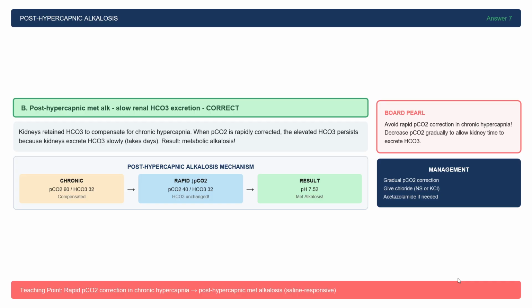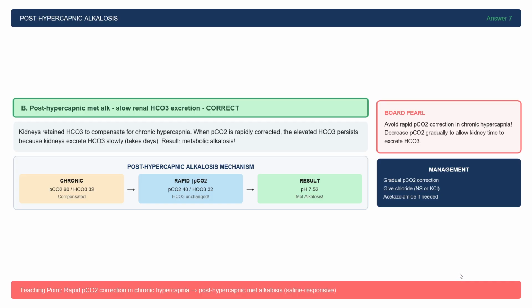Management usually focuses on three things. First, gradual adjustment of ventilator settings. Second, replacing chloride, often with normal saline or potassium chloride, because this type of alkalosis is typically chloride responsive. And third, in selected cases, medications like acetazolamide can help promote bicarbonate excretion.